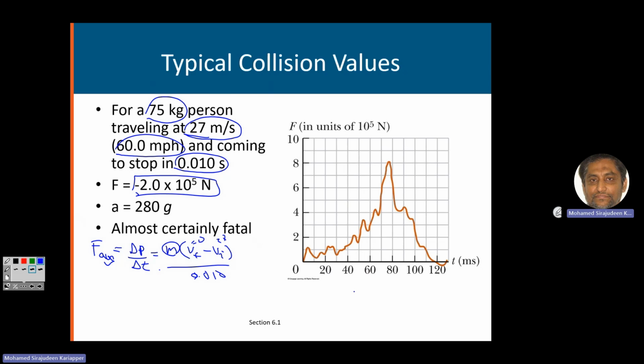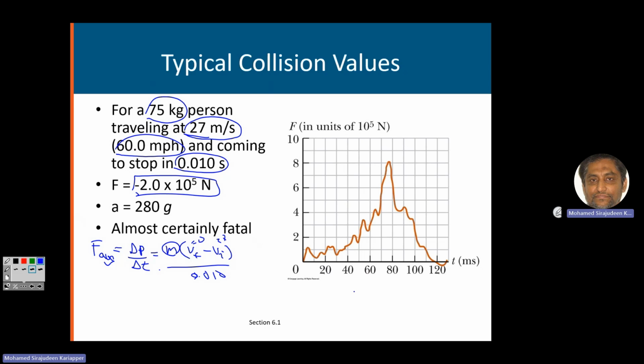You know why it is a negative value? Because you choose the velocity to be positive, say to the right, and the force on you will be in the opposite direction. That's why it is negative. So you can just say the magnitude will be 200,000 Newton on you, in the opposite direction of the direction the car is moving. This force of 200,000 is too much, actually.